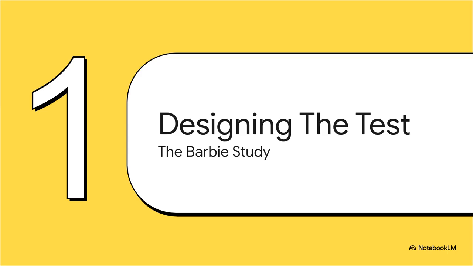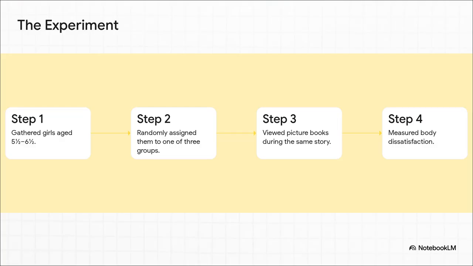Well, these researchers, Dittmar, Halliwell, and Ive, cooked up this really clever experiment. The whole point was to isolate that one single thing they wanted to test, the Barbie image, and see what effect it had all on its own. And the real genius here is how simple and clean the process was.